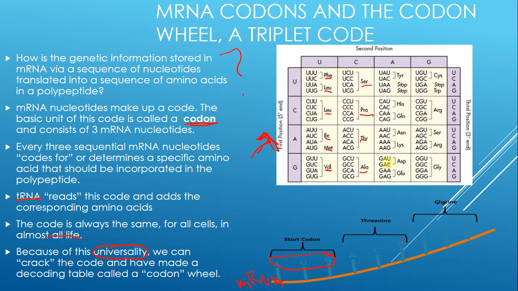Then next is GGC, which is glycine. So that will be our second amino acid in our polypeptide chain. And our polypeptide chain is just going to be all these amino acids hooked together. And this triplet code, this codon, tells us which amino acid is next in our polypeptide chain.